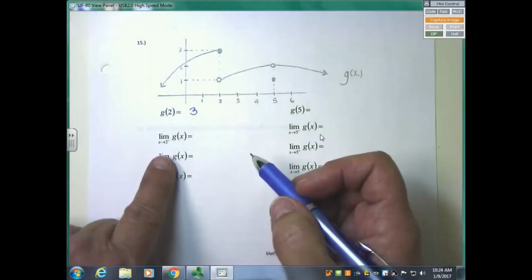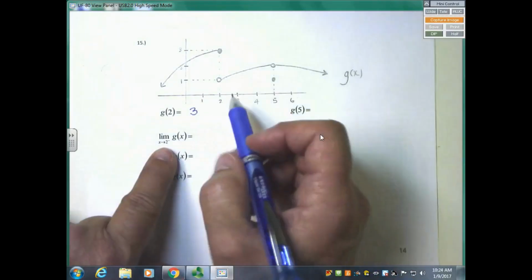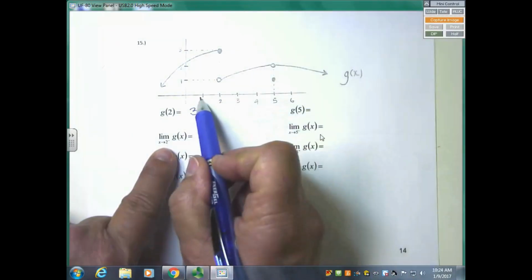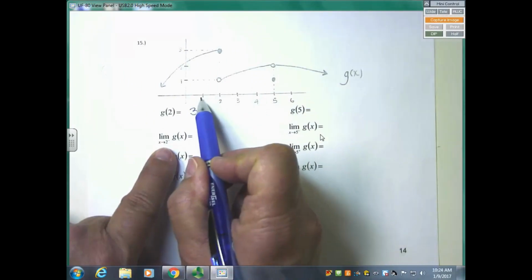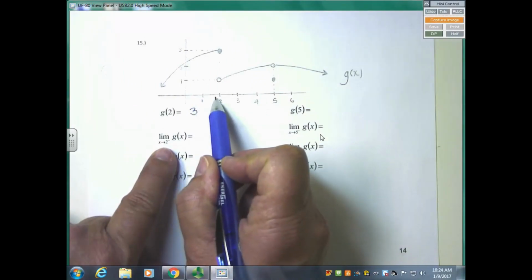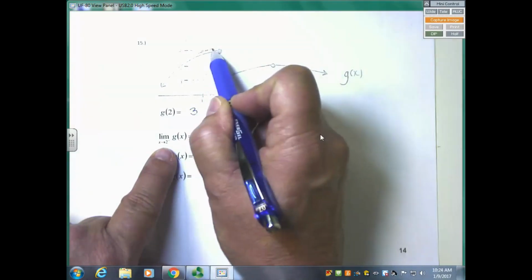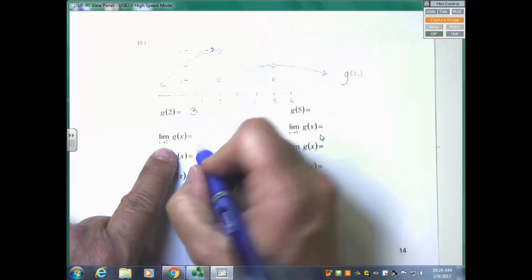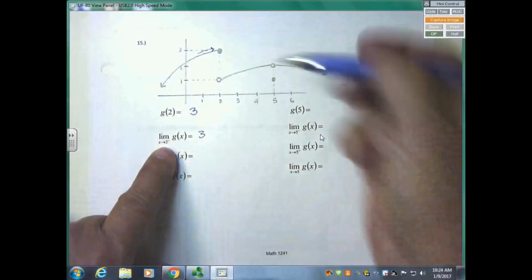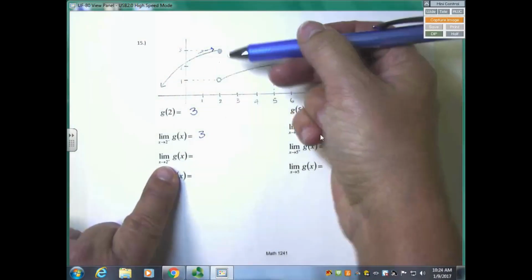All right, now we're going to look at as we approach 2 from the left. So that's this way. So as we approach 2, where's y going? So that would be up here. So y would be approaching 3. Okay, that y value.